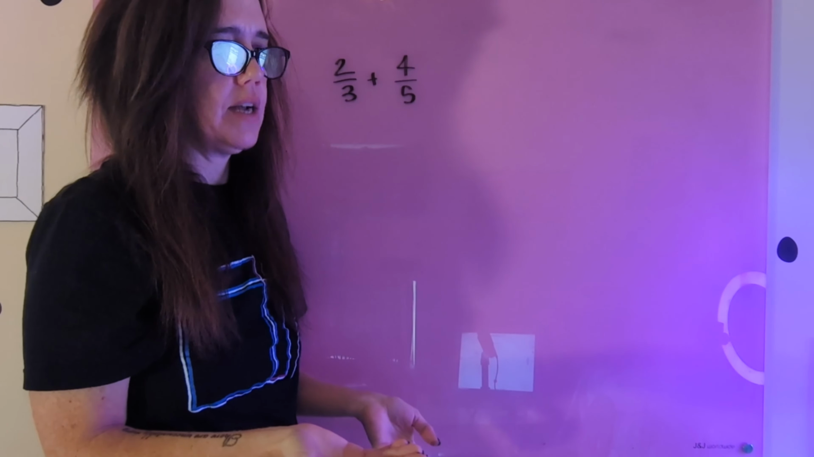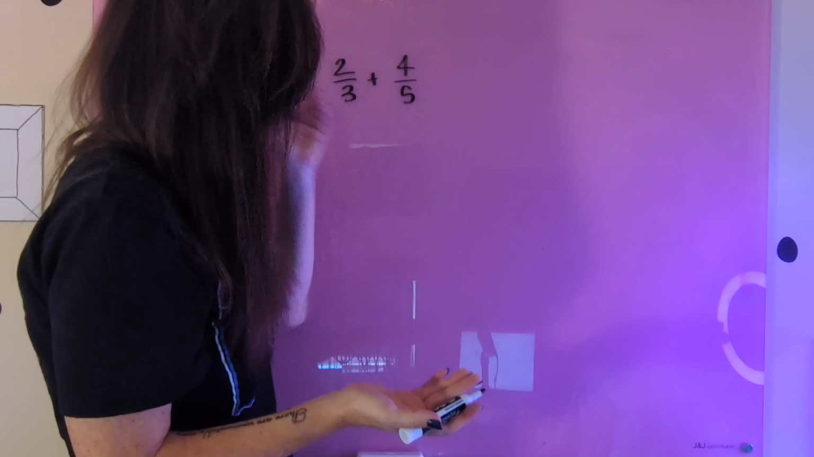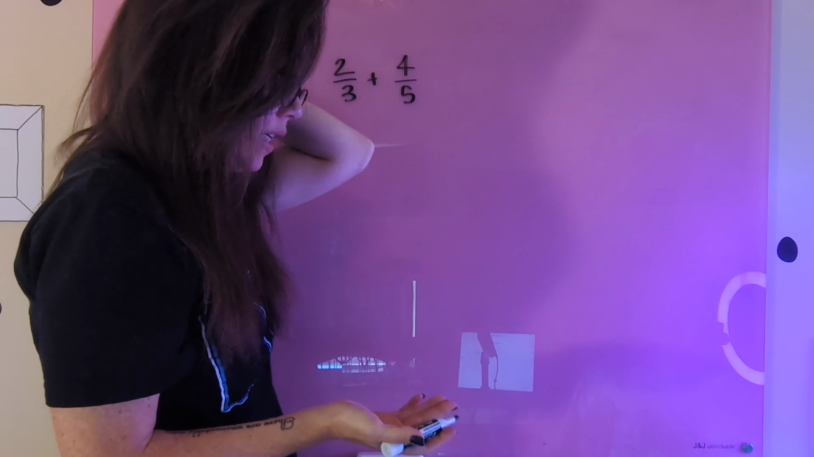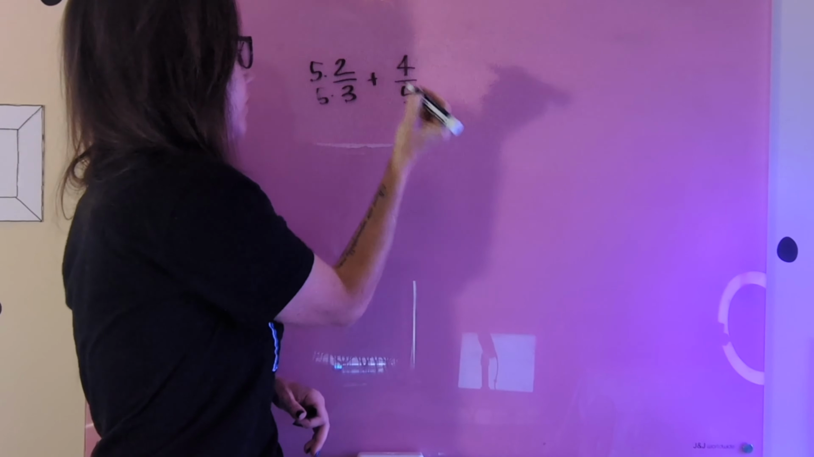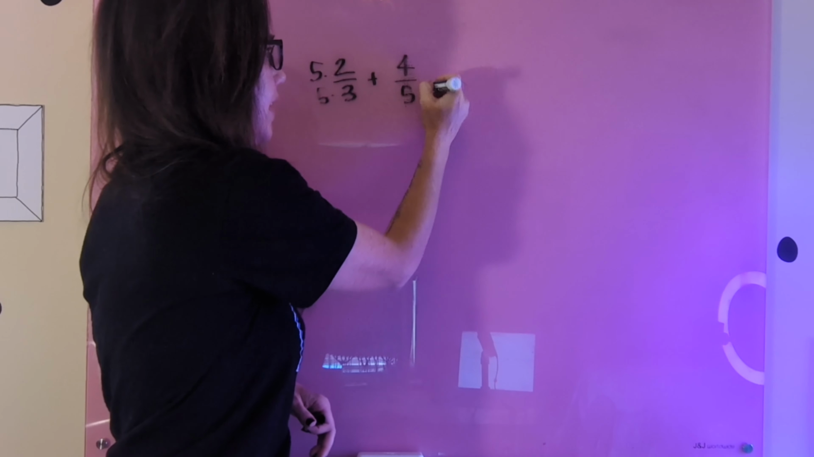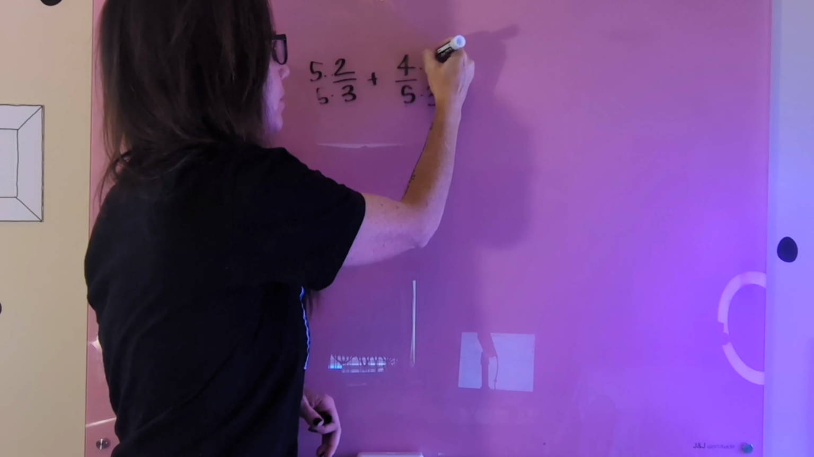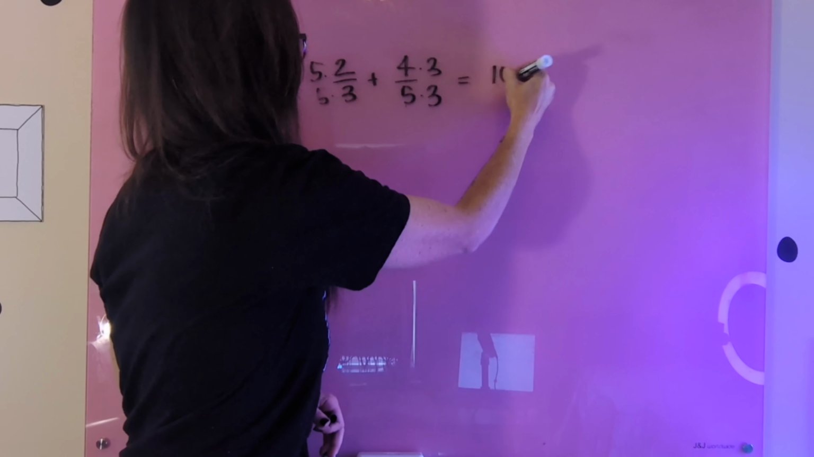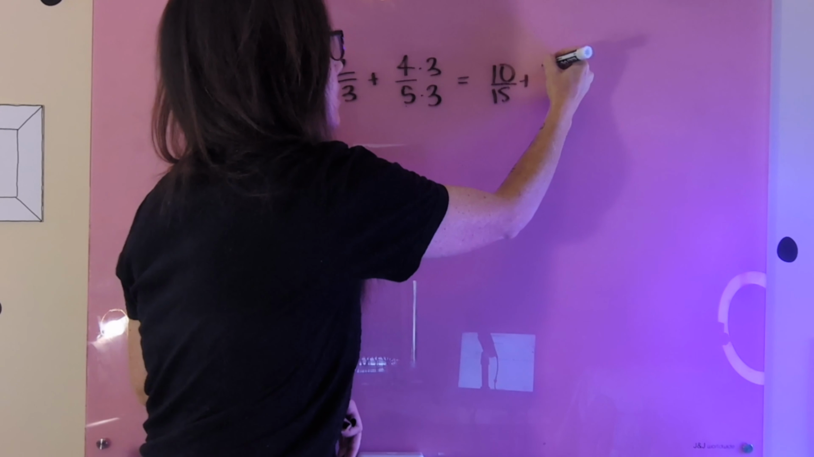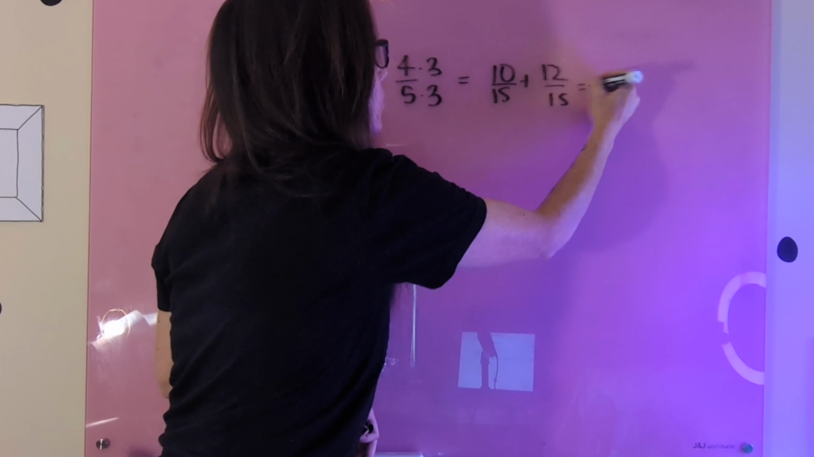So we have to give them the same denominator. These don't have any common factors, but one thing you can always do is just multiply. So if they have the same denominator, 15, 3 can get to 15, 5 can get to 15. So I do 3 times 5 equals 15. Whatever I do to the denominator, I also do to the numerator. And I can get to 15 from 5 by multiplying by 3. So it's 10 over 15 plus 12 over 15 equals 22 over 15.